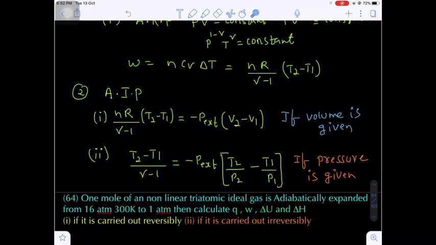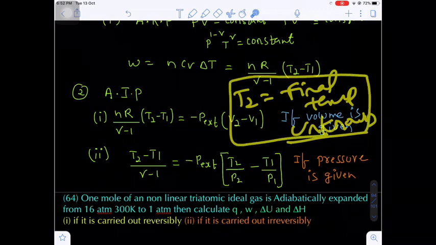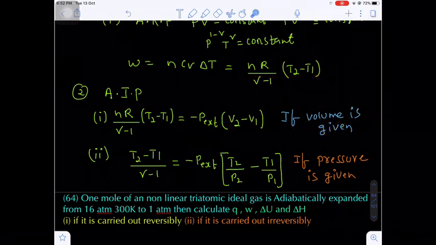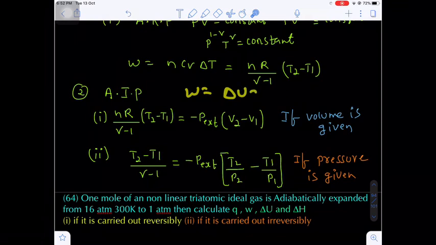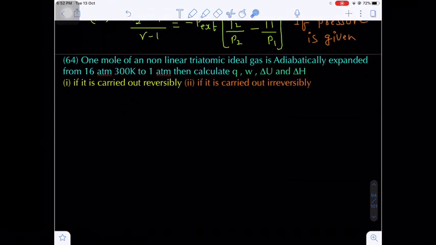Now from these two relations we first of all have to find the final temperature, because in most of the questions the final temperature will be unknown. So first of all we have to find the final temperature. Then after that, work done will be equal to del U, which is equal to nCv del T. With the help of this expression we can find the work done. Are you getting my point?